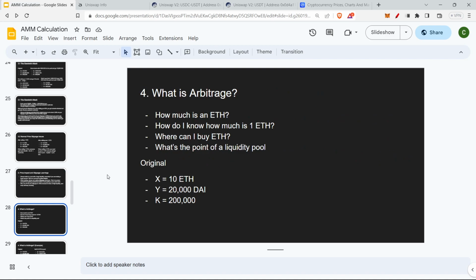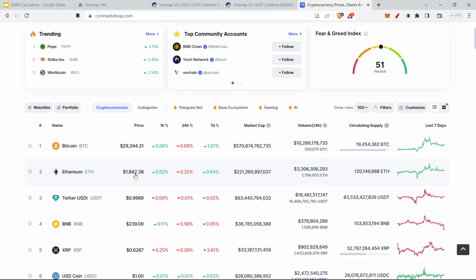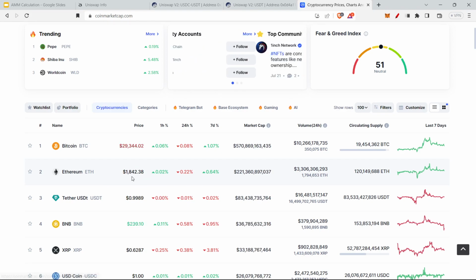Okay, let's move on to arbitrage. What is arbitrage? Before that, I want to ask you something. How much is one Ethereum actually worth right now? And how do you know how much is one Ethereum worth? So you can go to CoinMarketCap and you can see the price of Ethereum. Right now it's about 1.8k, 1.85k. See here?